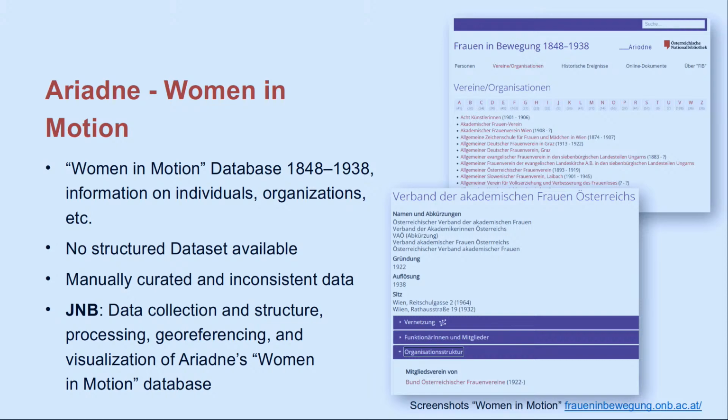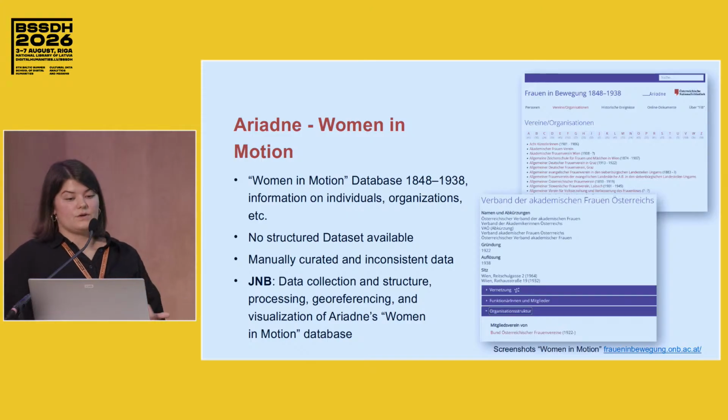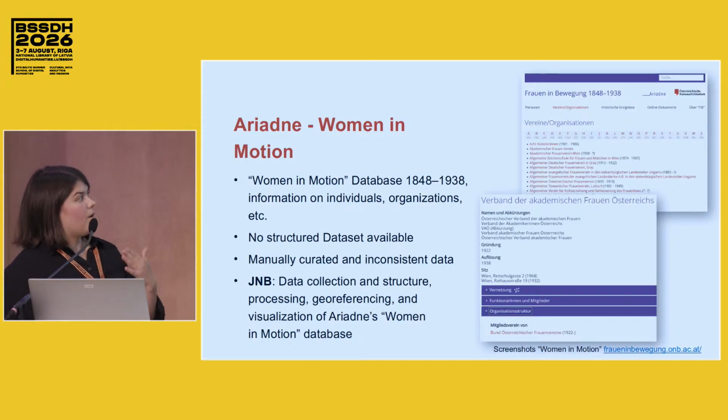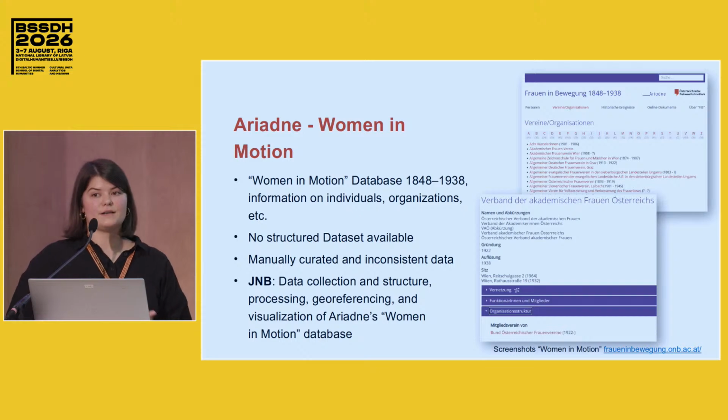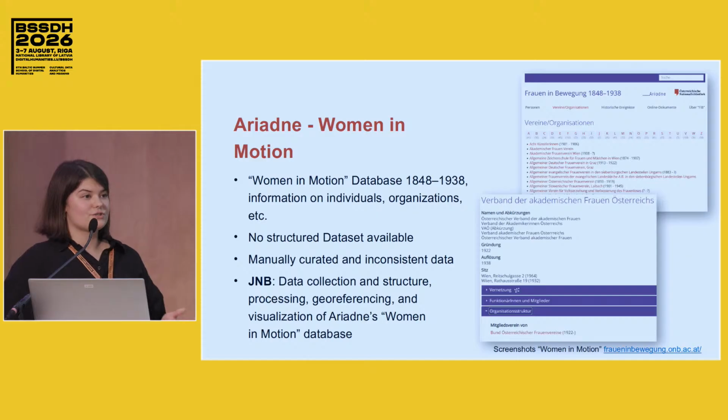So the Women in Motion project mainly focuses on who the women and politicians were, and what movements they were involved in during the Habsburg monarchy and the interwar period. All of this data is simply online on a website. For us here it was tricky because there is no structured data set.